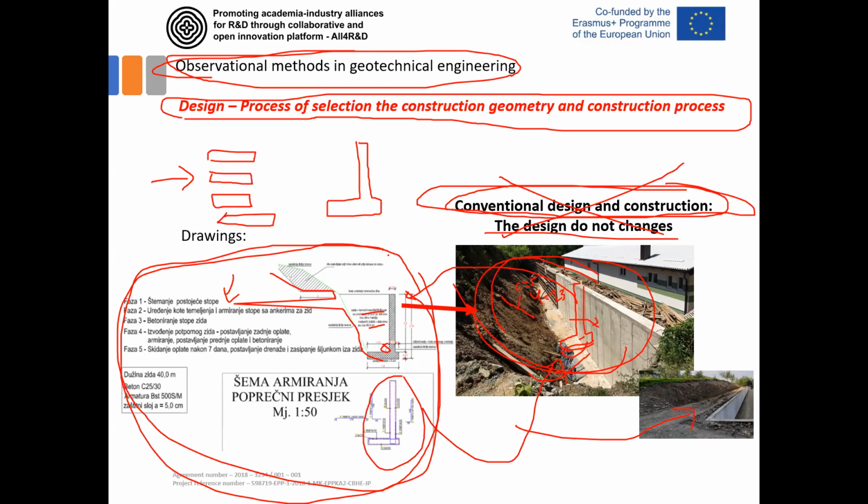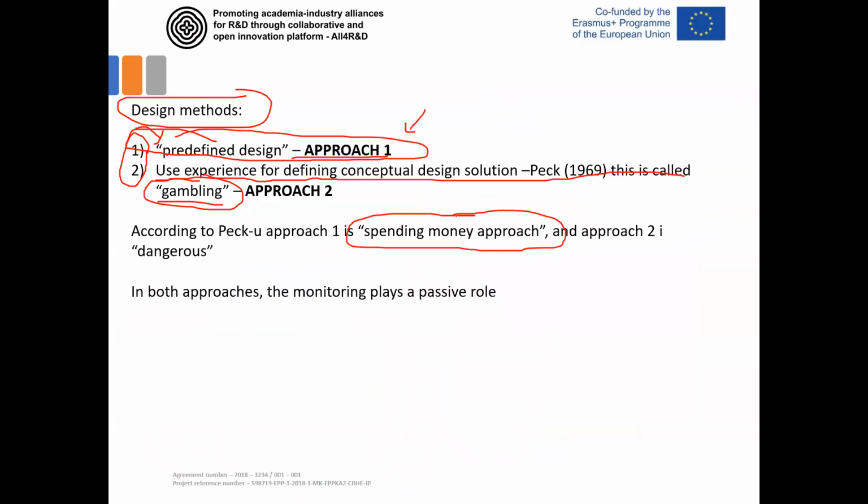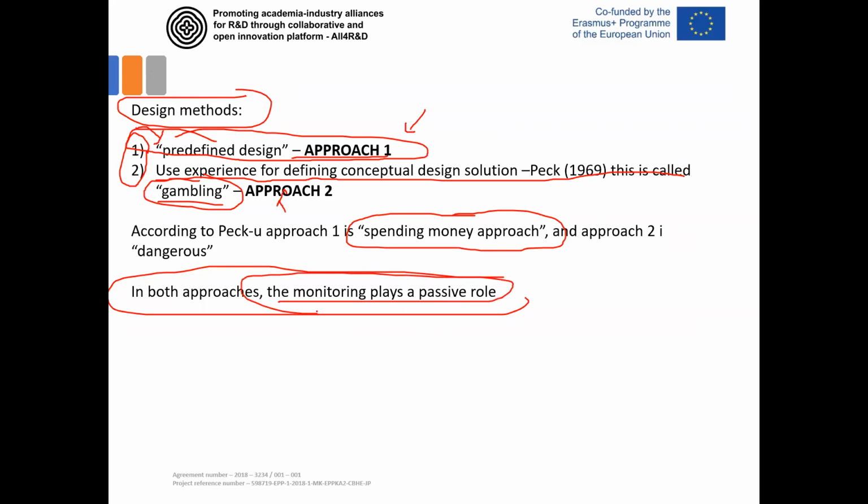But if it's appropriate for the condition, I may not go for this approach. I may use the observational method approach, and maybe I could spare some money and not construct the wall according to these assumptions. However, in both of these conventional design approaches, the monitoring plays a passive role. What does it mean?